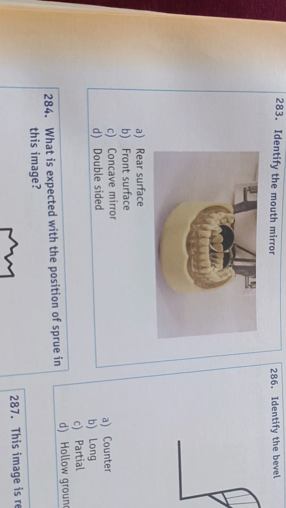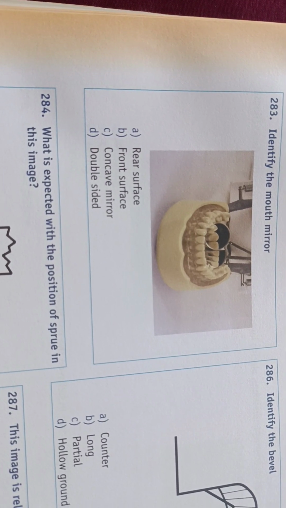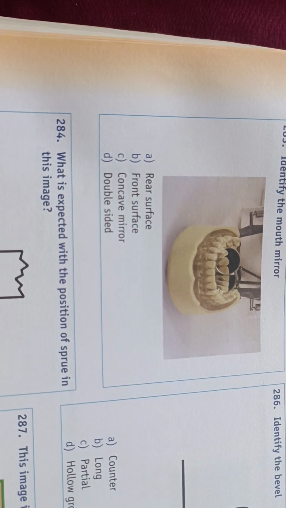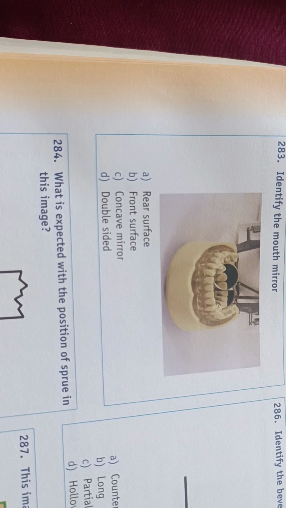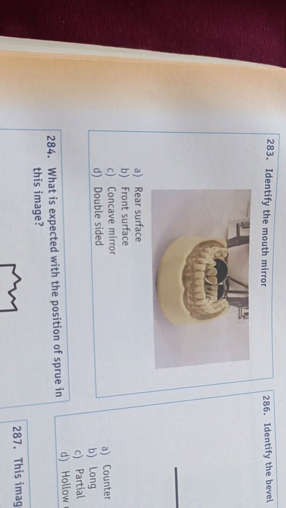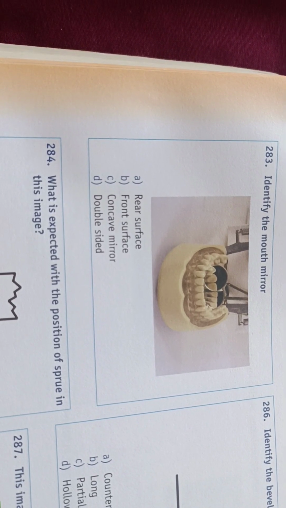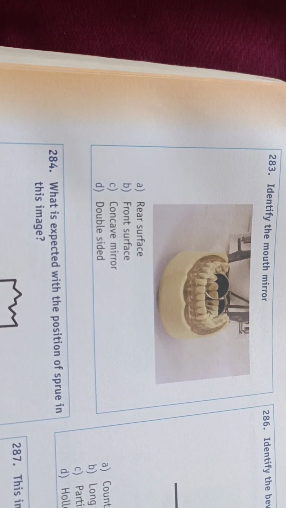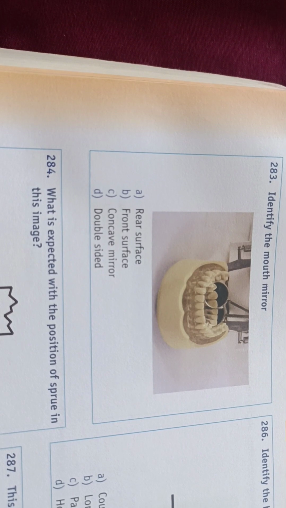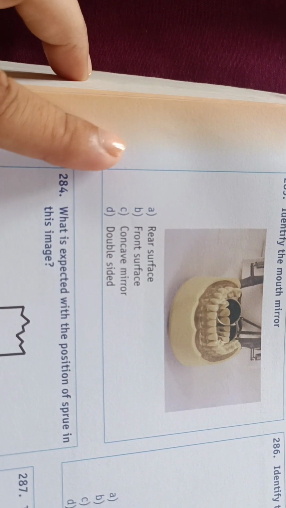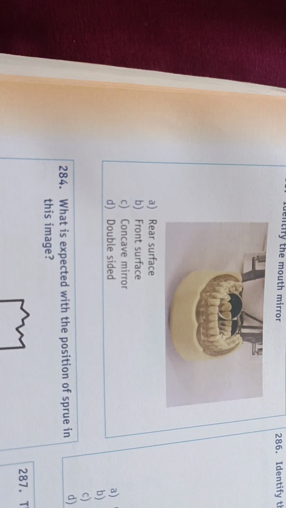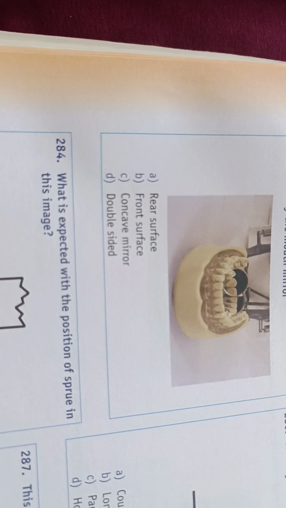You can see this picture, and the mouth mirror is on the lingual surface of the anterior tooth. Your options are: A, rear surface; B, front surface; C, concave mirror; and D, double sided. If you use a PMT set in which we use a diagnostic mirror, you know the answer very well. Option C is the right answer. This is nothing but a concave mirror.